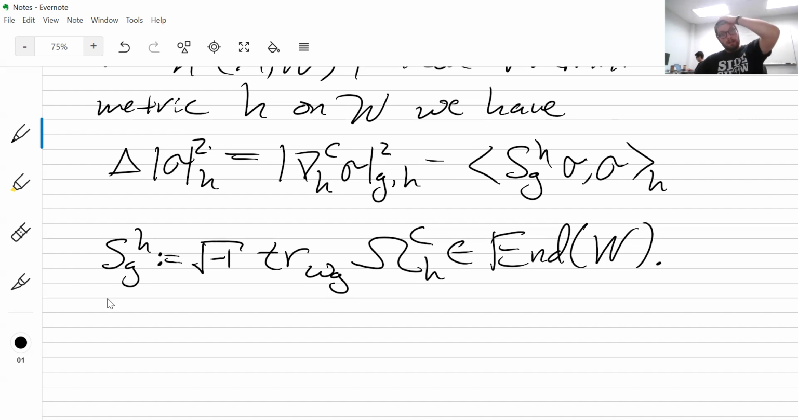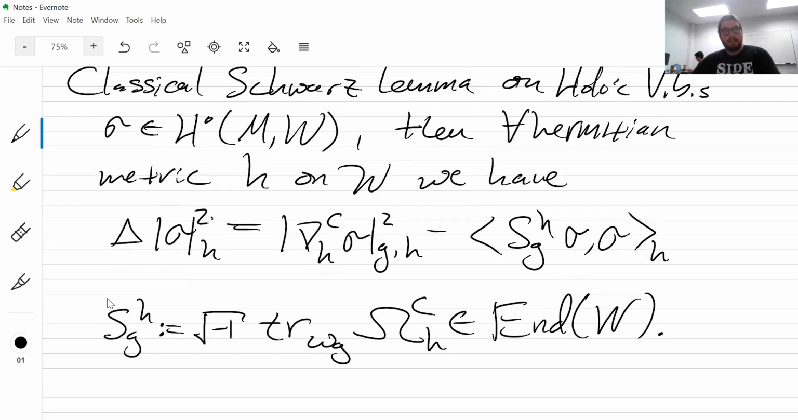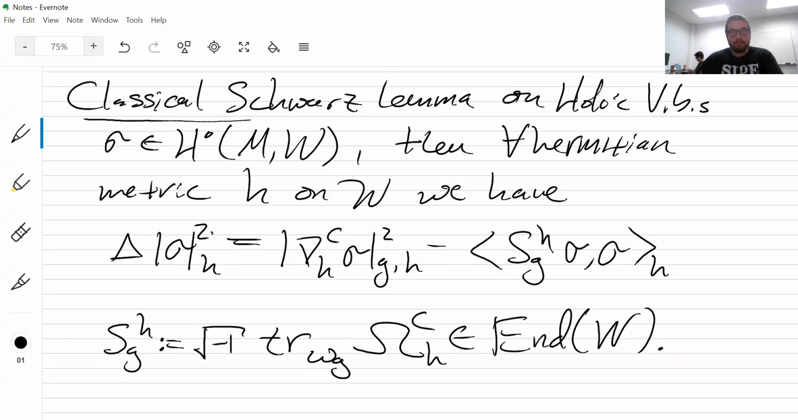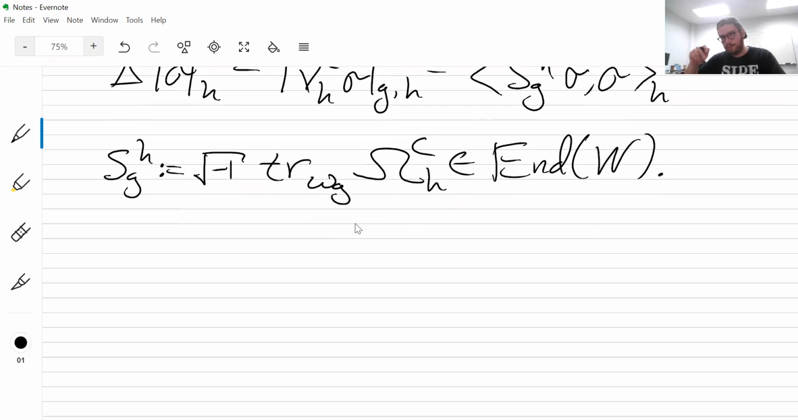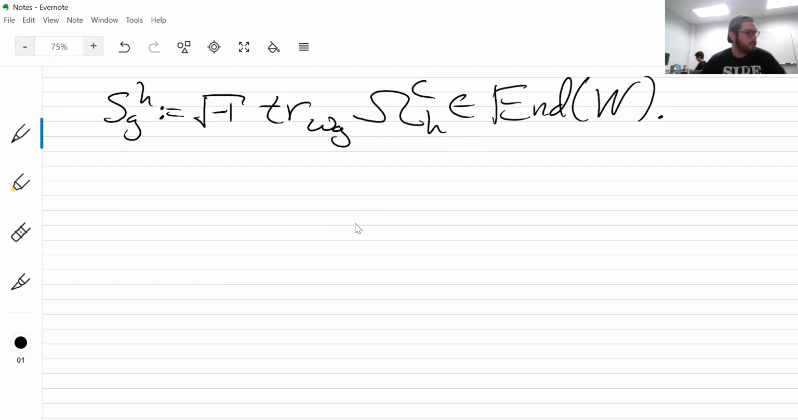So this is the classical Schwartz lemma, and it shows up all over the place. It ends up being really useful for getting trace G tilde estimates all over the place. But in particular for us, we'll be using it in a couple different settings.